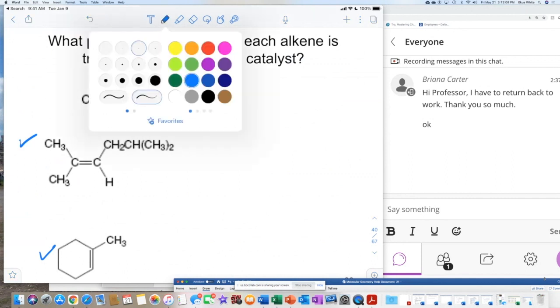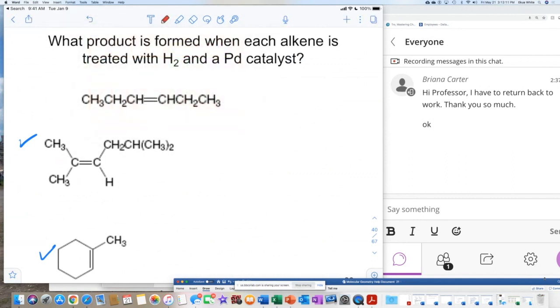I'm going to work on this one and then this last one here. So same thing. I like the red better. It's a lot brighter. Okay, I'm not going to expand this one here. I'm going to leave it as is. The only room for the hydrogen is here and here. So I'm going to leave this as is.